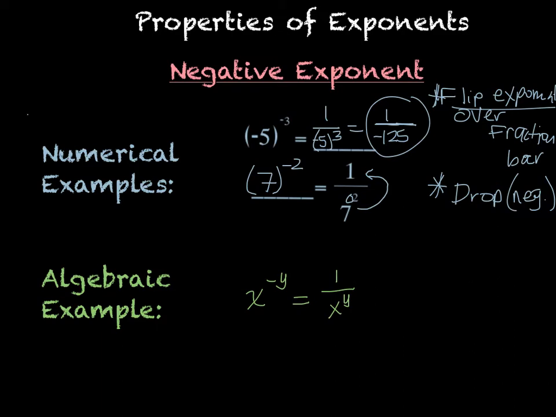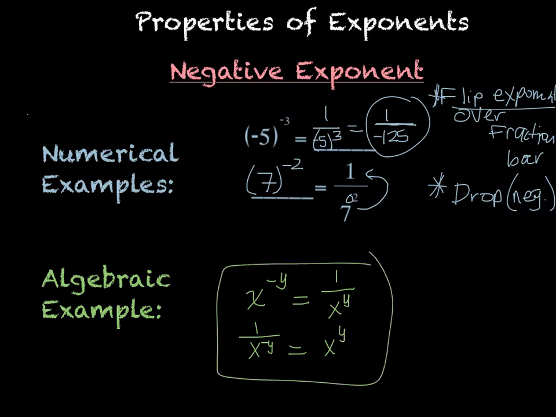Or if we have 1 over x to the negative y power, same thing. If we would work backwards, we would flip that because it's a negative sign, flip it over the fraction bar, and we would have x to the positive y power. Okay, so those are both the same thing, and they're the negative exponent rule.